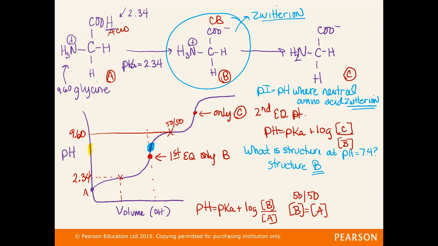Now, where on the titration curve do we have only B? That would be first equivalence. So how are we going to figure out the pH at this point? The way we can do that is, if you notice, it's the midpoint between the two pKa's. So I would take 9.60 plus 2.34 divided by 2, and that should give me 5.97. That is the PI, isoelectric pH.